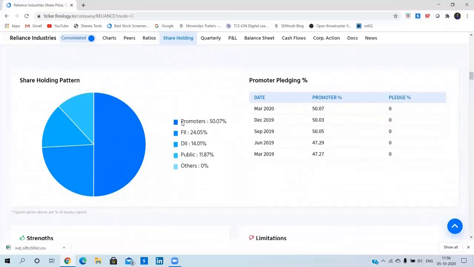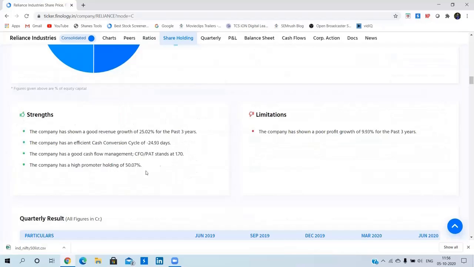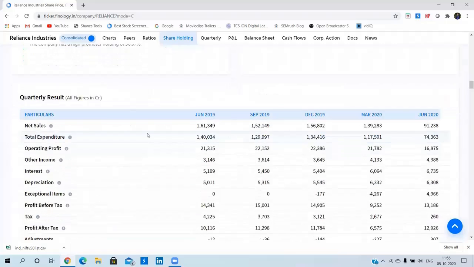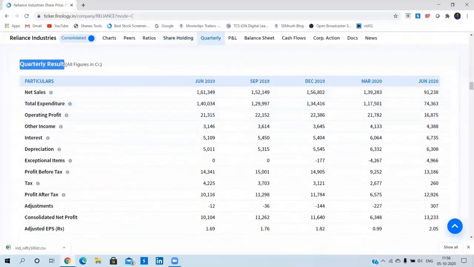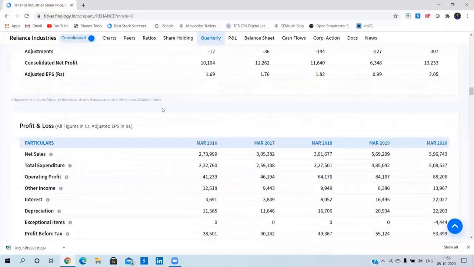Here is the percentage of promoters holding in the company, that is 50.07. They also mention whether it has decreased or increased over the past few years. FII, that is foreign investors, then DII, domestic investors, then public and others. They also mention strengths and limitations of the firms, or we can say strengths and weaknesses of the firms. Here come quarterly results, considering June 2019, September 2019, December. So the past 5 quarters' results.